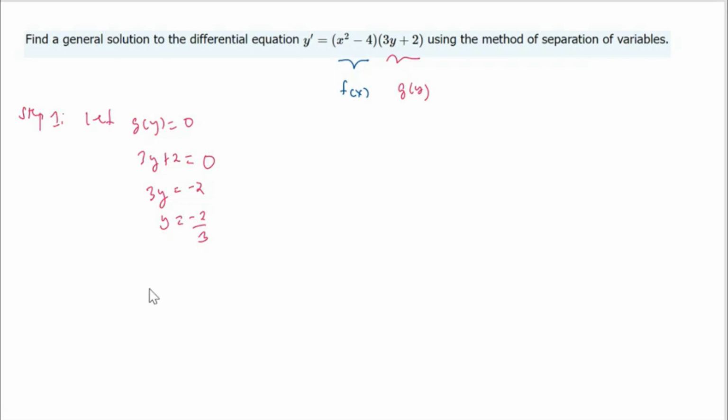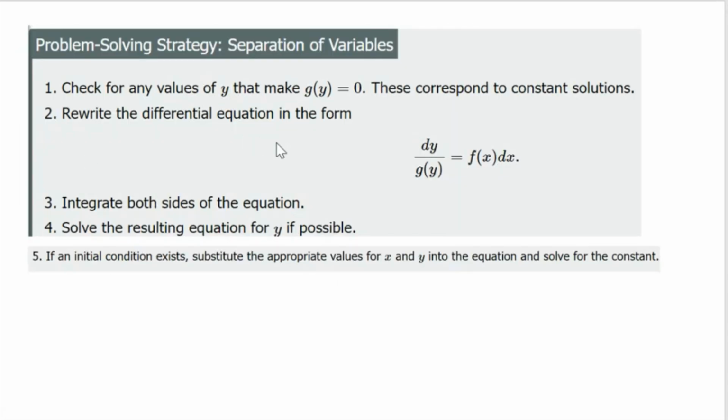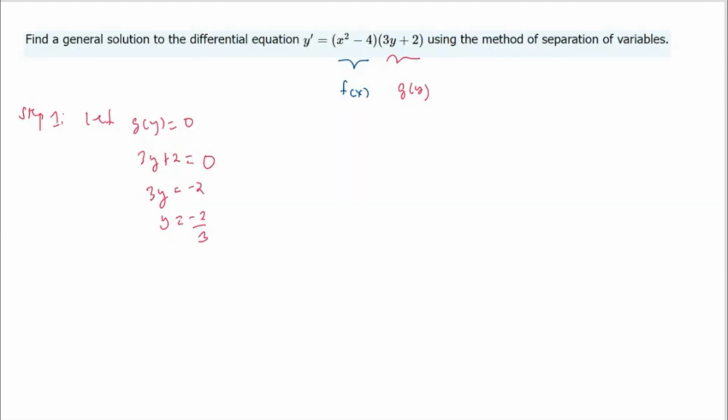constant solution. Now, after using step 1, we're going to rewrite the differential equation in the form of dy over g of y is equal to f of x dx. So that is now step number 2. So using step number 2 now, from the given y prime is equal to x squared minus 4 times 3y plus 2, or I could write y prime as dy over dx is equal to x squared minus 4 times 3y plus 2.